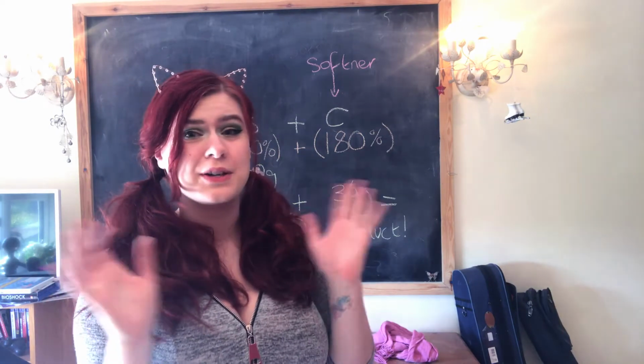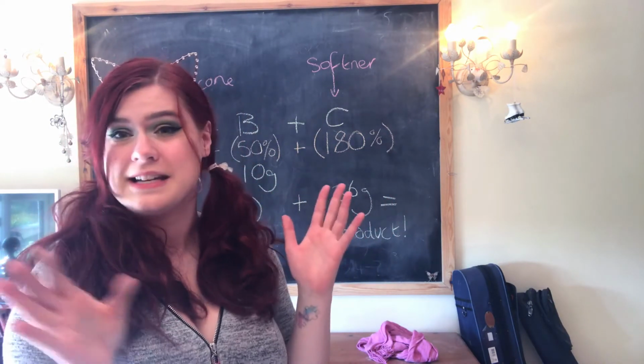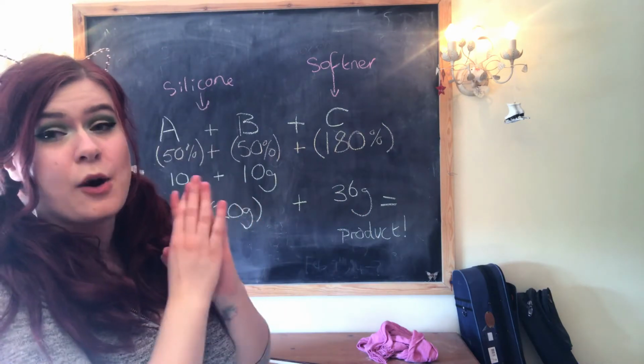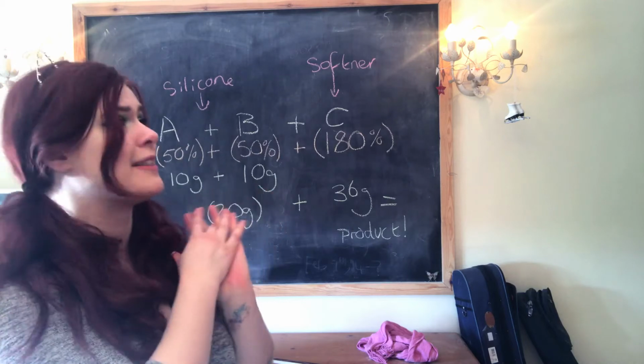I also just want to quickly throw out that this equation isn't the do or die of how much softener you need to have. The only 2 that need to always be the same is A and B. They always need to be in equal parts, otherwise it just won't set.